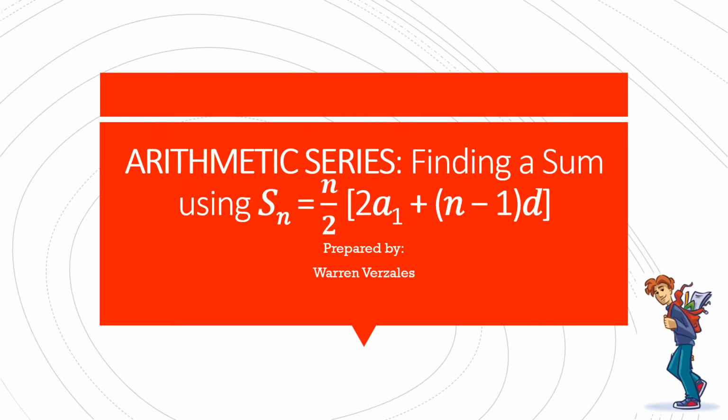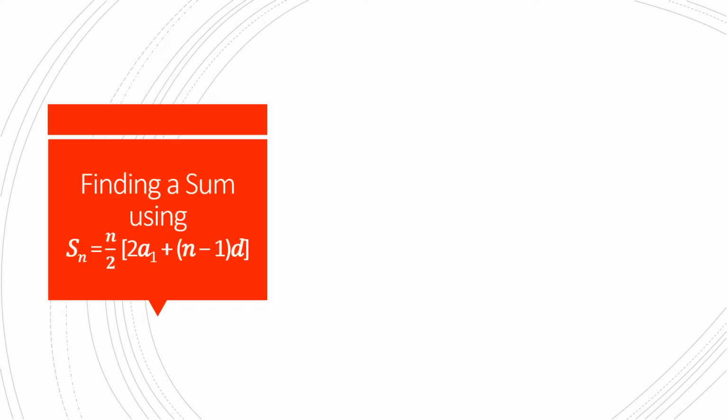Today, our topic is all about finding the sum using the formula S sub n is equal to n over 2 times the quantity 2a sub 1 plus the product of d and n minus 1. We are still in arithmetic series. Okay, so how do we find the sum using this formula?